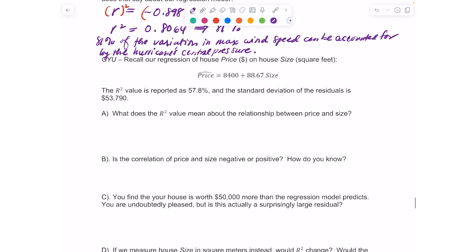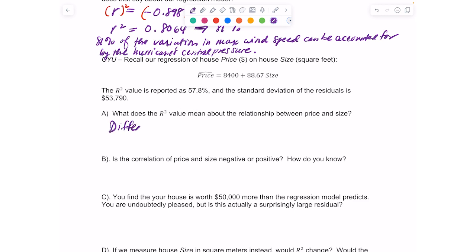Take a few minutes and pause the video, and you can try the next problem on your own, and then unpause when you're ready to move on. Recall a regression of house price on house size was price hat equals 8,400 plus 88.67 times size. The R squared value is reported as 57.8%, and the standard deviation of the residuals is 53,790. What exactly does the R squared value mean about the relationship between price and size?